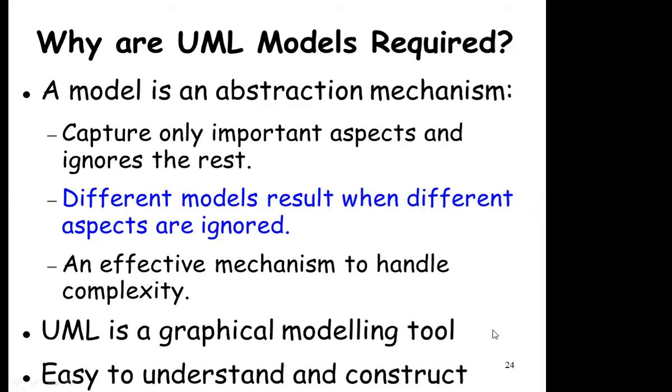Suppose there are 5 views. One customer says it wants only this view. Another customer says it wants only this view. Another customer requires only this view. So according to the customer, there are different types of views, and different types of models result when we take into account the different types of abstraction or the different types of views.